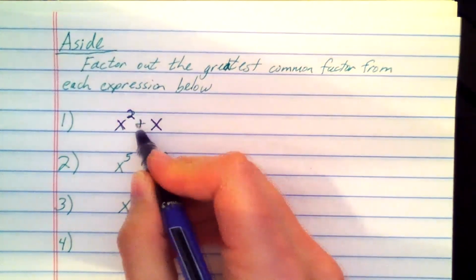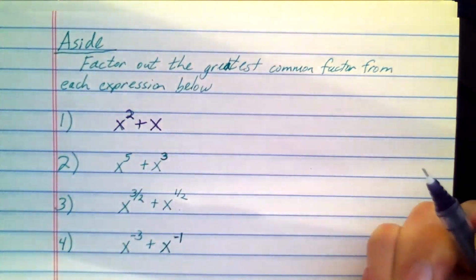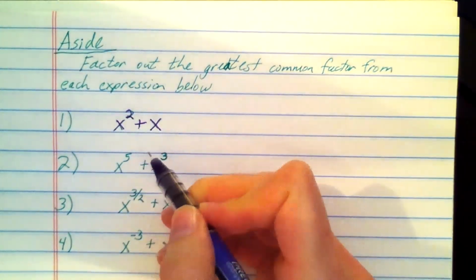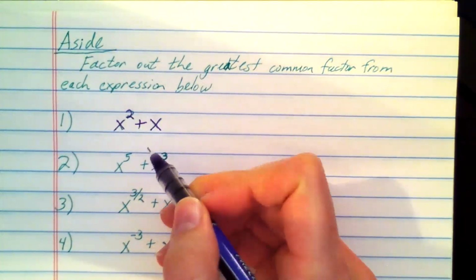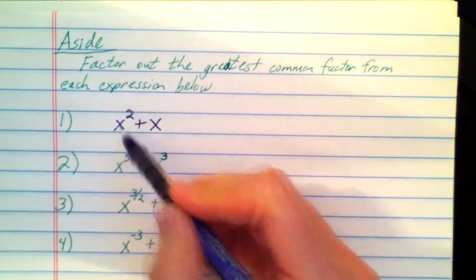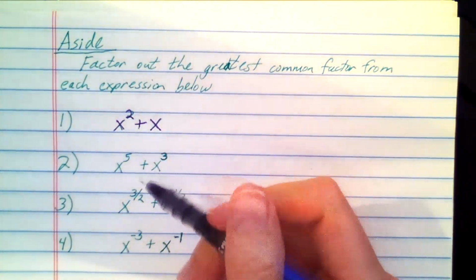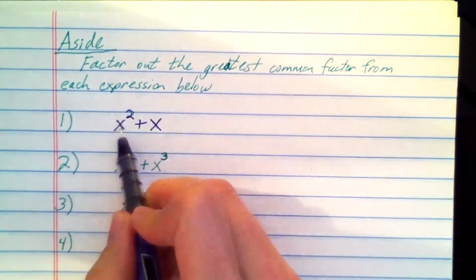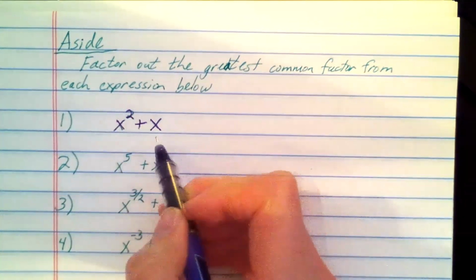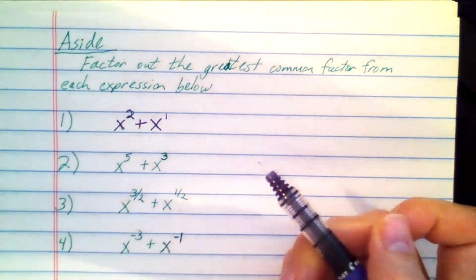This is the expression x squared plus x. And so you have to think of what is an expression that you can divide evenly into both x squared and x. Another way you can think about it is, how many x's can I pull out? This is x squared, which means it has 2 x's. This is x to the first power, which means it has 1 x.